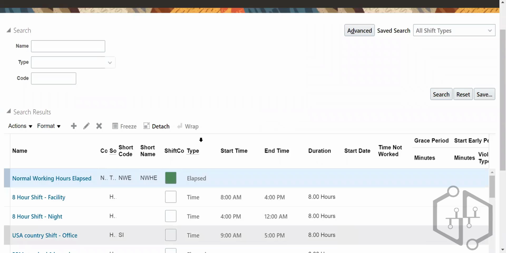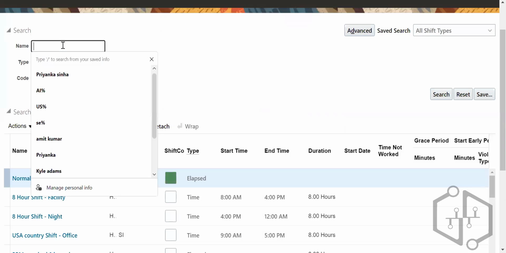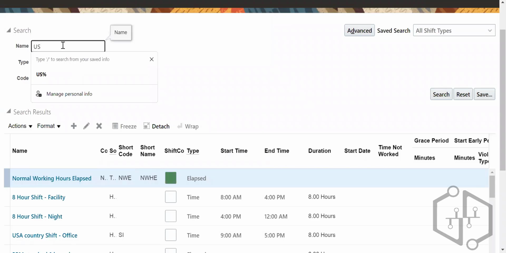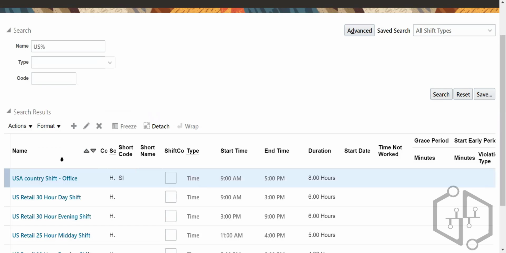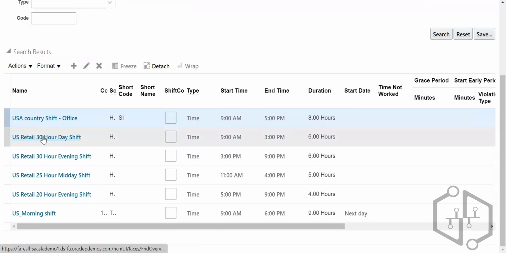This is the time shift. I have created one time shift right now. Search for that. Morning shift I created 9 to 6 p.m. You can see 9 to 3 p.m. Morning shift. This is the shift.